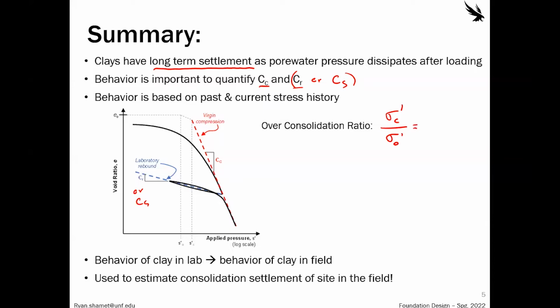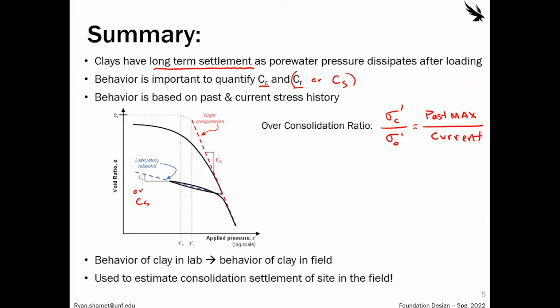That pre-consolidation pressure is the past max, divided by the current. Hopefully by now everyone's familiar with finding the current effective stress, by going through the in situ stresses and everything.